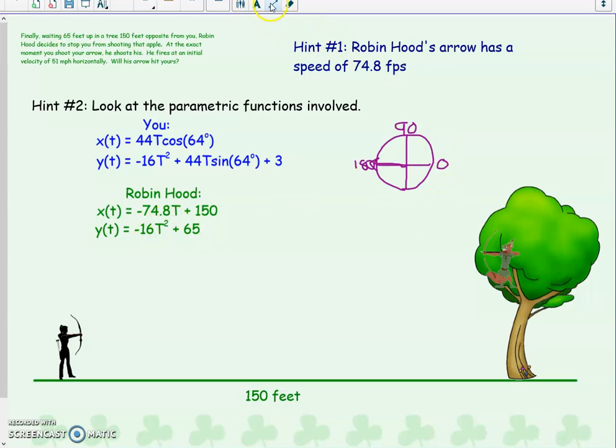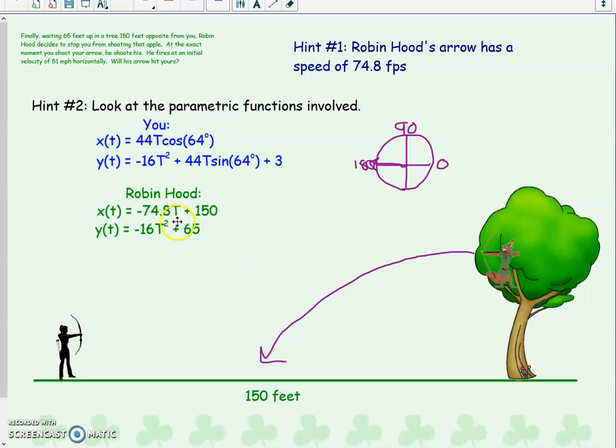As soon as Robin Hood fires off his shot here, it's not going to go straight, but it's going to go downward in a, well, actually in more of a parabolic form. It's going to want to go straight, but it's going to go downward. And that's because of gravity. Now, the plus 65 is because he's 65 feet up in the air.